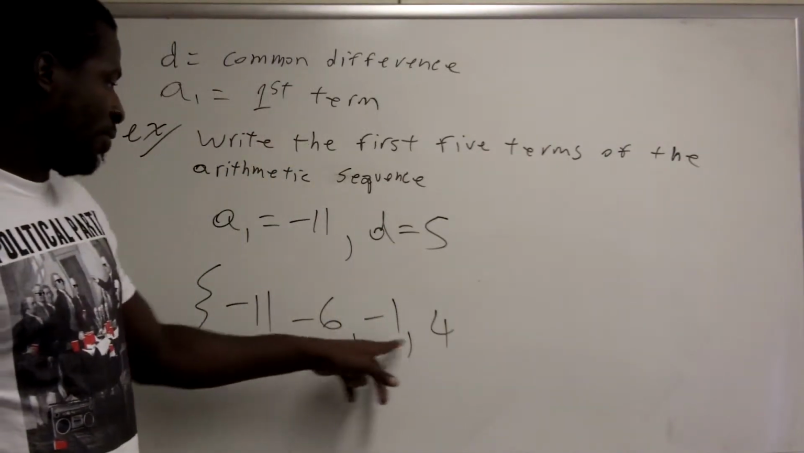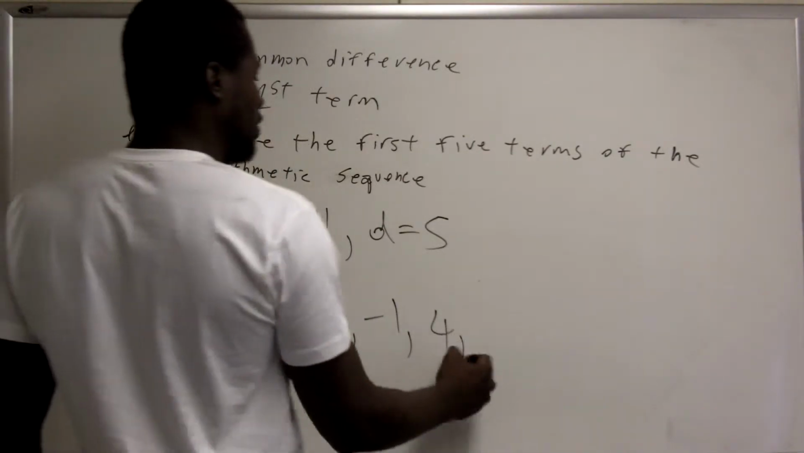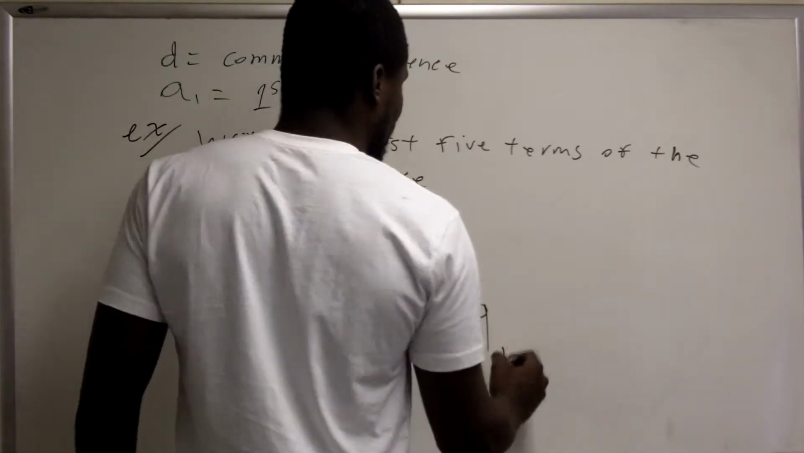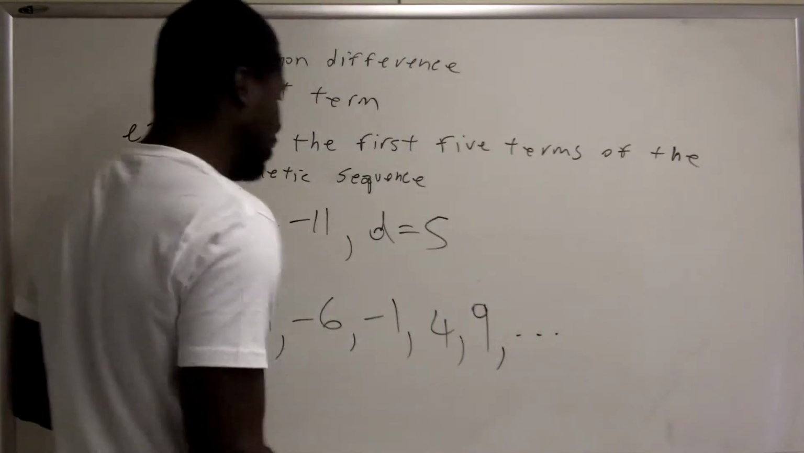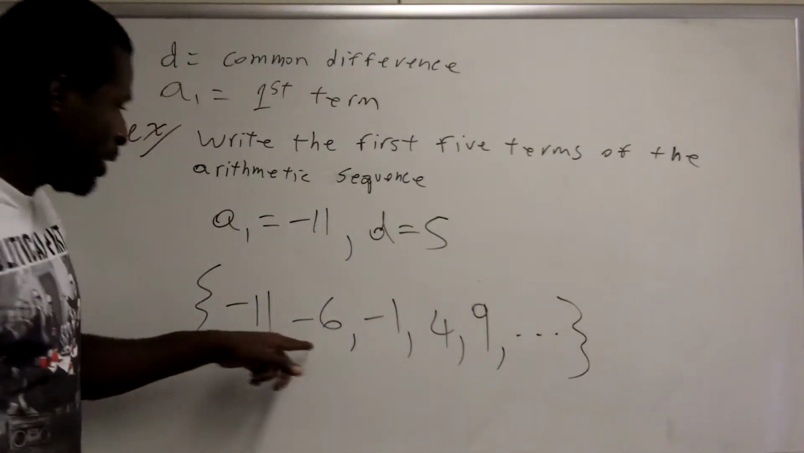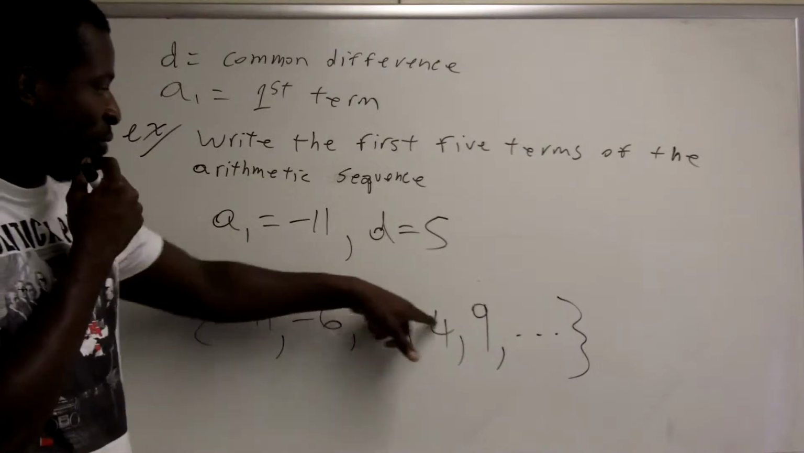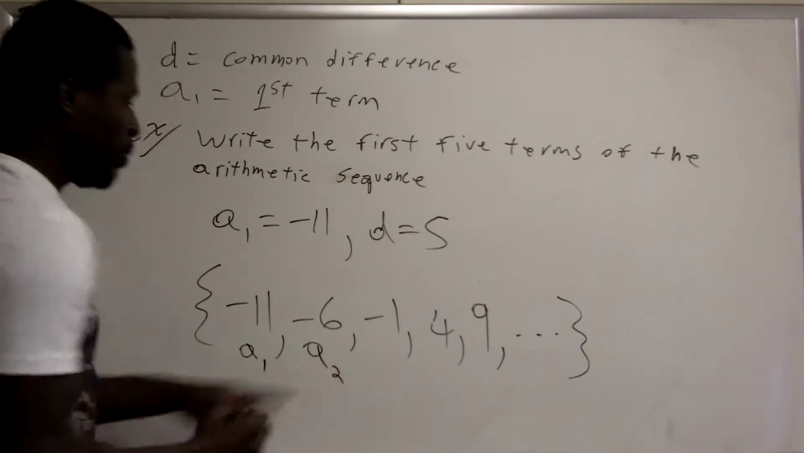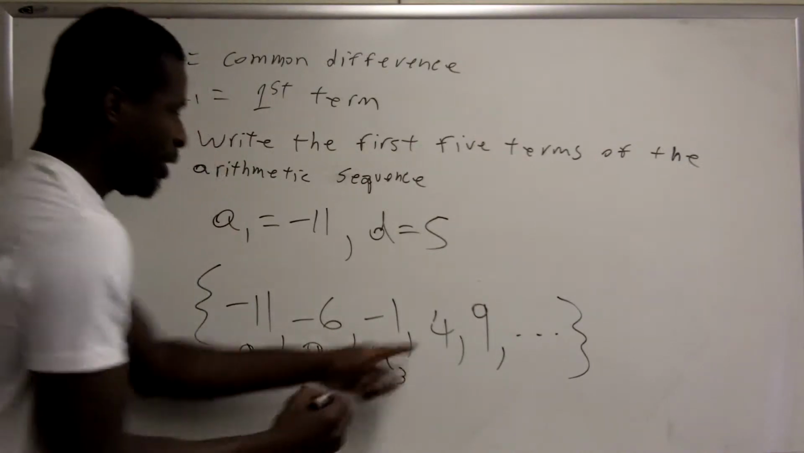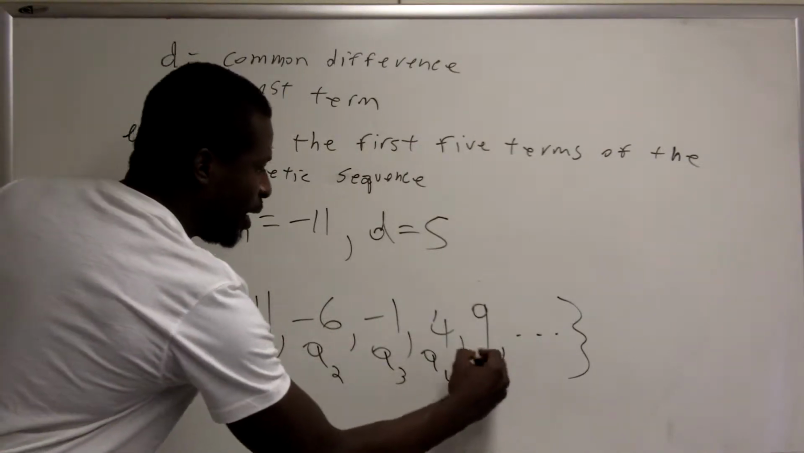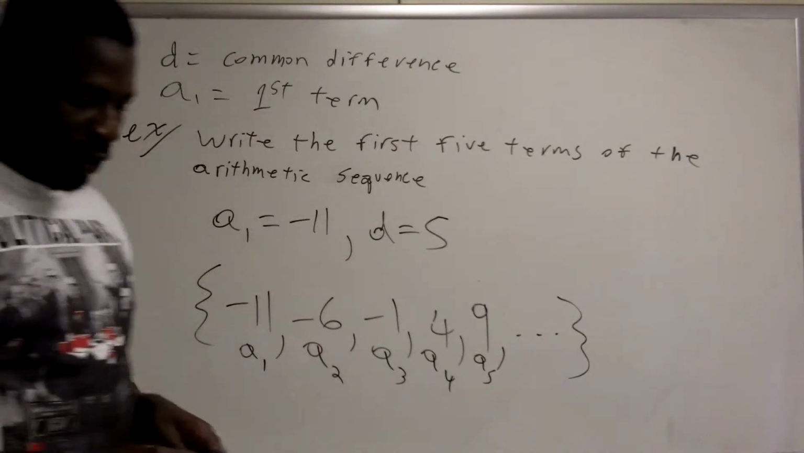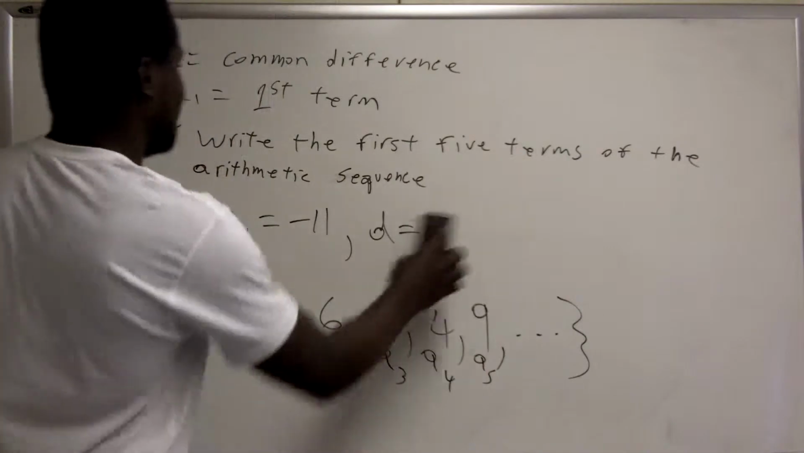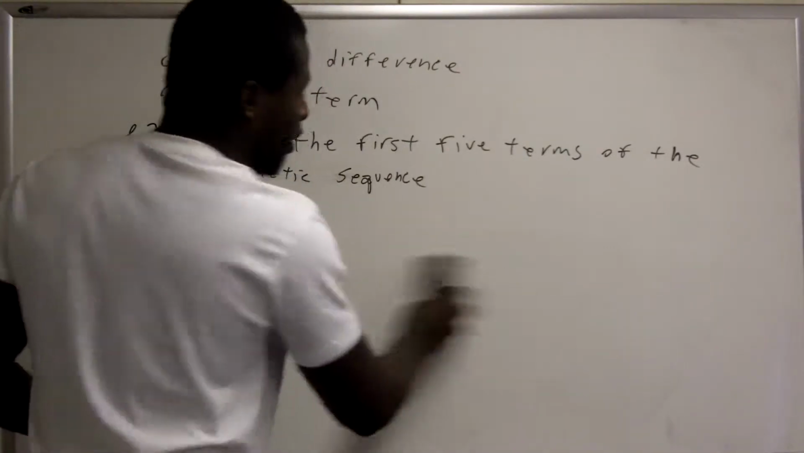And so far I have 4 terms. The last term is 5 units away from this one. So the last term is 9. And this sequence can continue on forever, but they only wanted me to list the first 5: 1, 2, 3, 4, 5 terms. So this was A1 that was given. This would be A2, this would be A3, this would be A4, and this would be A5. So I have all the first 5 terms of this sequence. All right. Let's try another one.